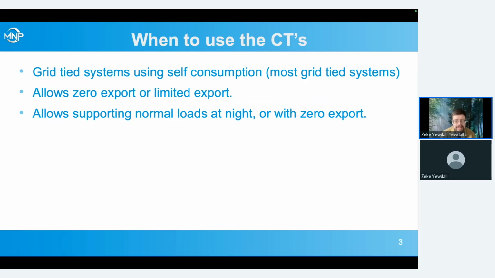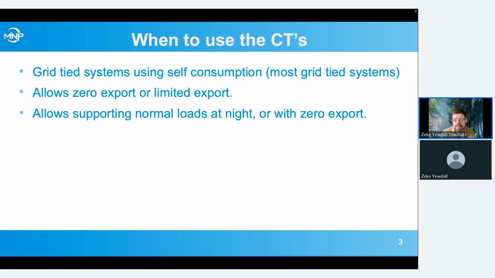When we use them is anytime we're doing a system in self-consumption mode on the inverter. This includes most grid tie systems, as we discussed previously. Generally, we're using self-consumption mode on the inverter for grid tie systems, even ones that are doing mostly just battery backup net metering. We're still doing it in self-consumption mode, just with a really high reserve state of charge.